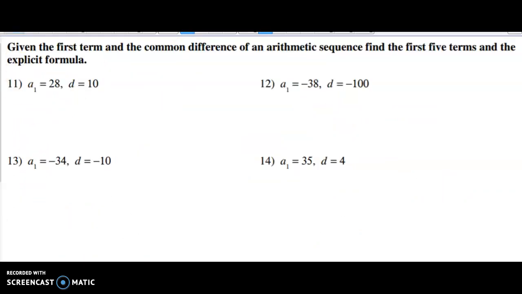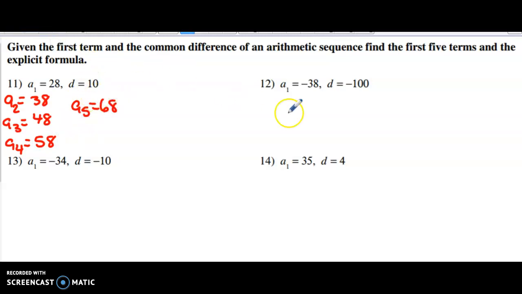All right, the next one says, if you're given the first term and the common difference of the sequence, find the first 5 terms and the explicit formula. Okay, so a sub 1 is 28. So we can just go down the list, and a sub 2 is 28 plus 10, or 38. A sub 3 is 38 plus 10, or 48. A sub 4 is 58, and a sub 5 is 68.